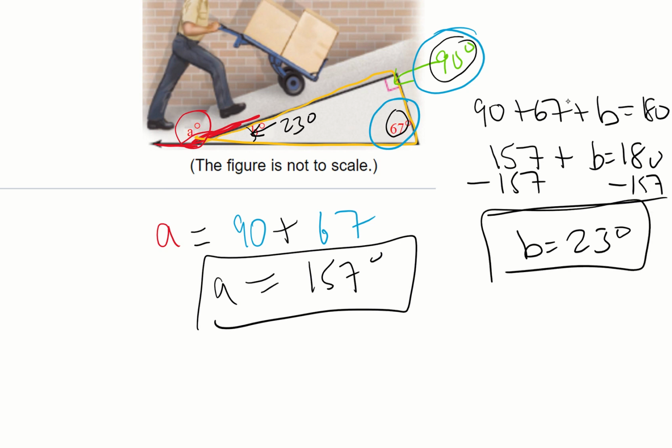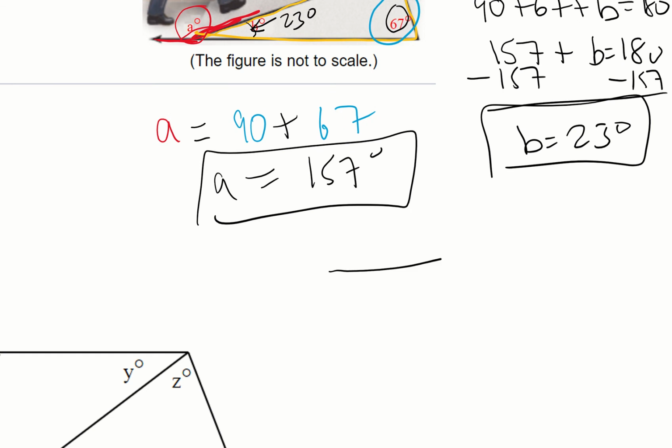You can also get A from B directly, because if this is A and this is B, they form a linear pair. They form a straight angle. And so if you know that B is 23, then A has to be 157, because they have to add to 180. So that's another way to do it. But I wanted to do it with the theorems that we talked about in class, aside from just the straight angle.